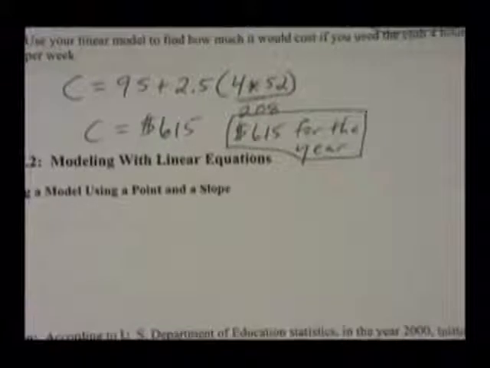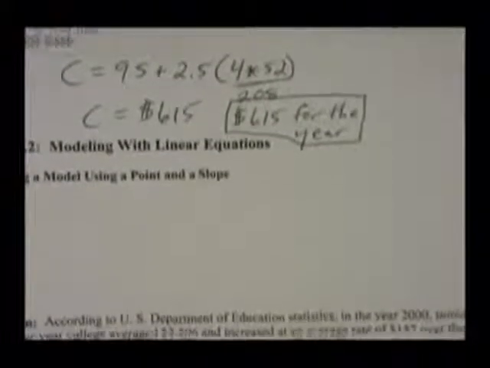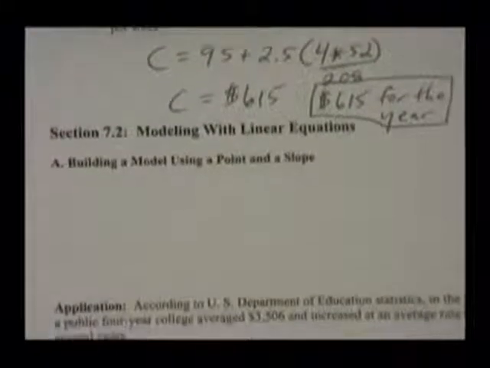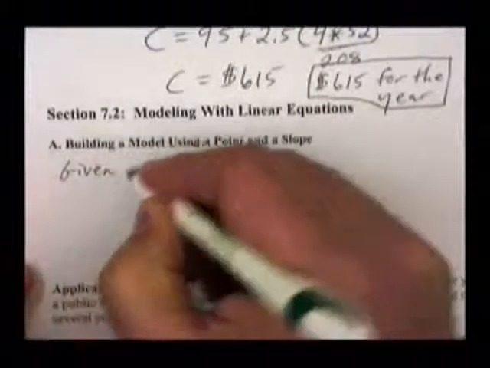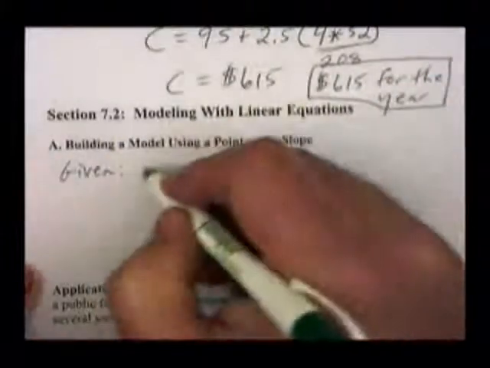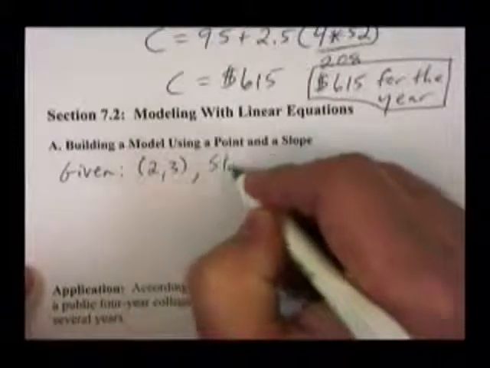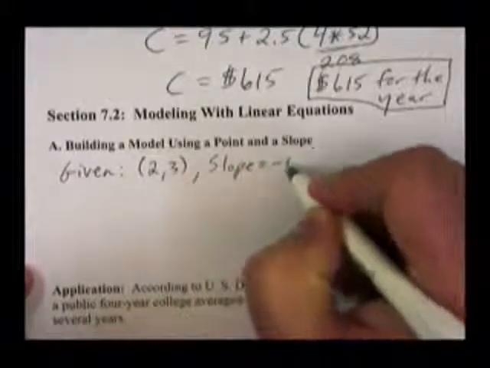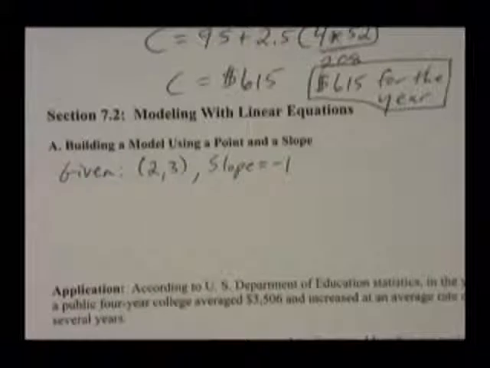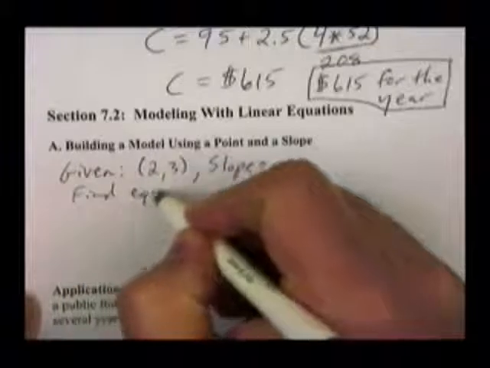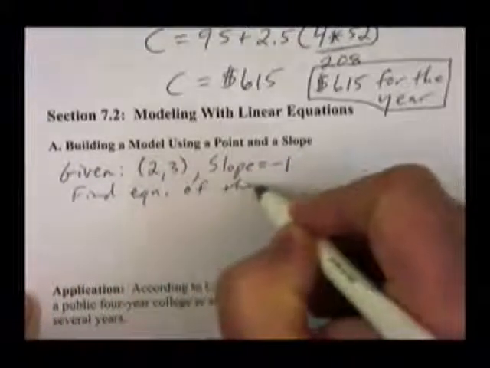So we left off last time with some linear equation stuff, and we're going to pick up there for this time. And we're going to start by building a linear equation using a point and a slope. So let's say we are given the following. Let's say we are told that we have a line that's going through the point (2, 3), and we have a slope on that line of -1. And what we want to do is find the equation of the line.